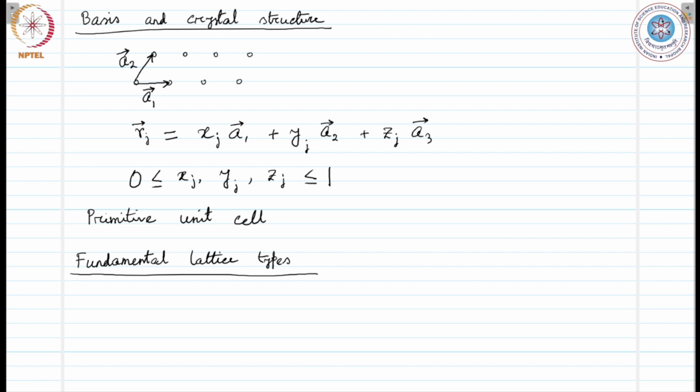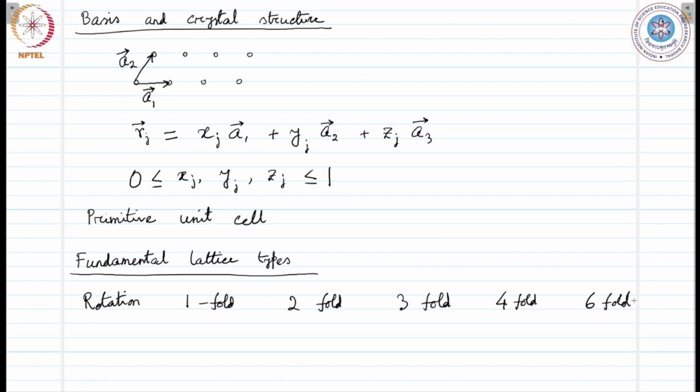Rotation about an axis that passes through a lattice point could be an operation. So in lattices we can find one-fold, two-fold, three-fold, four-fold, or six-fold rotation operations possible that map the crystal to itself.